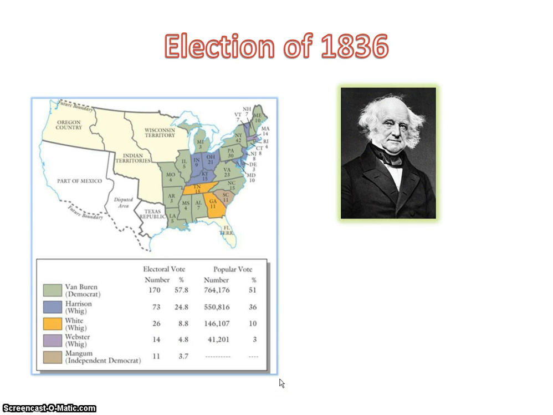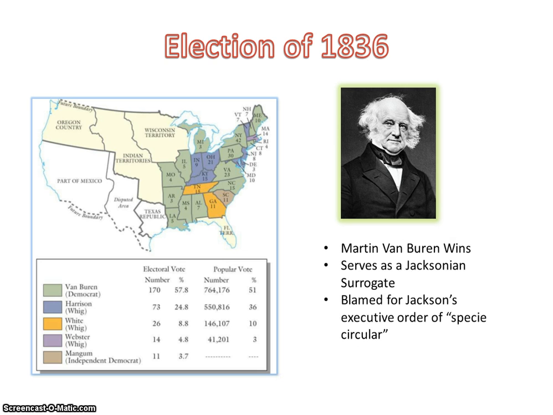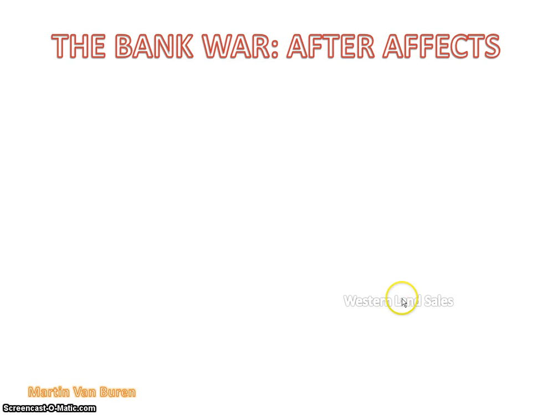So you have Martin Van Buren, who actually does win, but he's basically a puppet for Jackson and serves as a Jackson surrogate. And he ultimately ends up getting blamed for one of the crises of the Jackson administration, which was the Jackson executive order of the Specie Circular, because Van Buren actually ends up enforcing it.